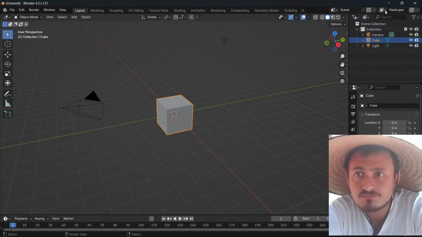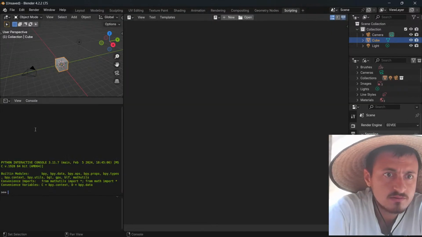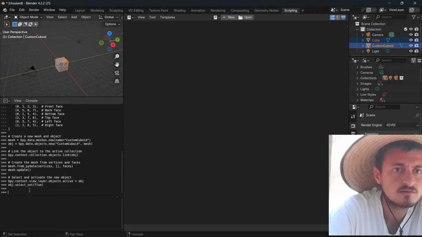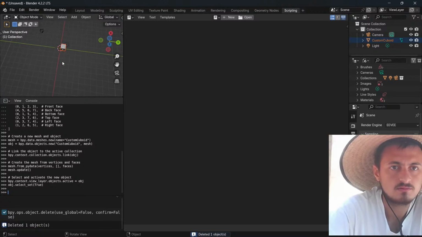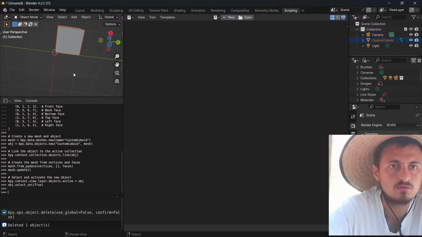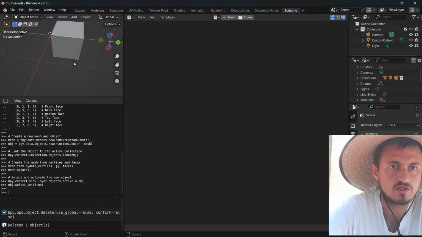Okay, so where's this Python thing? How do I do it? Scripting. In here, I just paste this in. Hold on, can we do? Oh, hey, it did it, right? Didn't it do it? Whoa. Okay, so there we go.